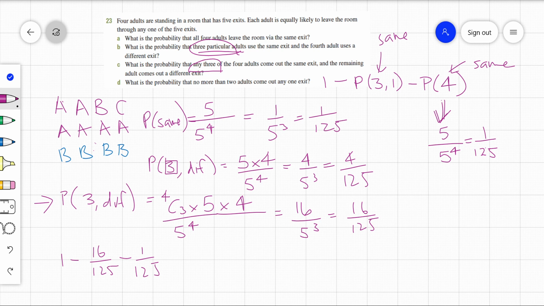So I've got 1 minus 17 on 125. Take away 17 is 108. So it's 108 over 125. All right, hope that helped.